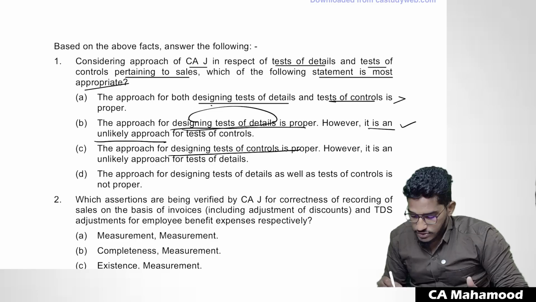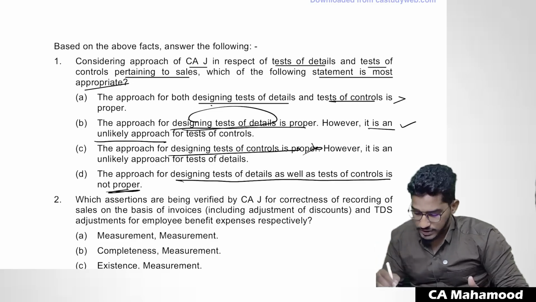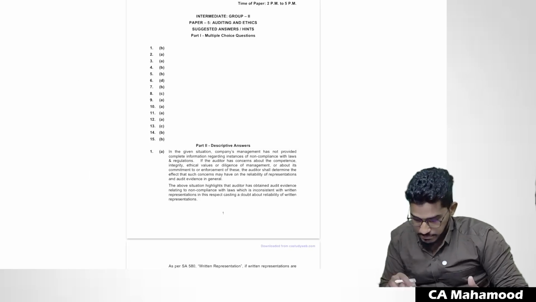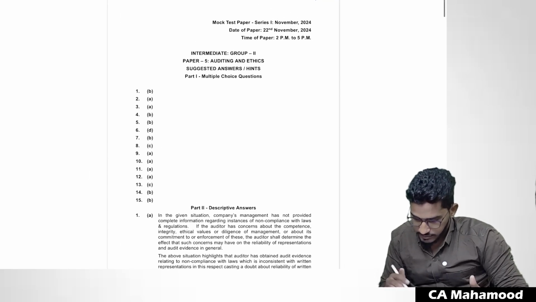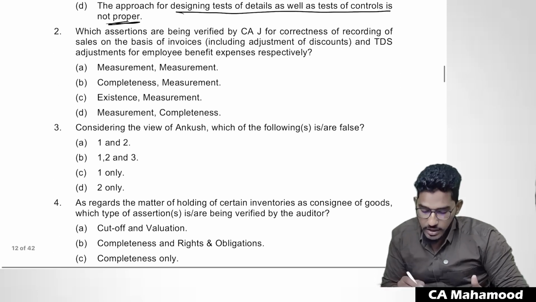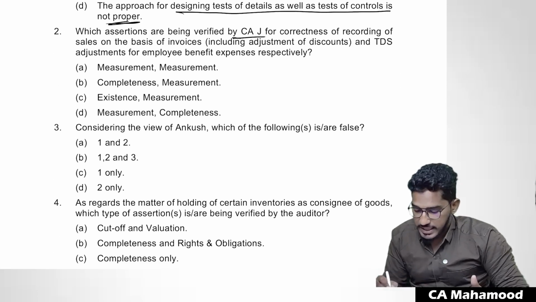The approach for designing test of controls is proper. No, it is improper. The approach for designing test of details as well as test of controls is not proper. No, for test of details, it is okay. For test of controls, it is inappropriate. So option should be B. So as you could see here, even if you cross verify with the key, his answer has been given as B.